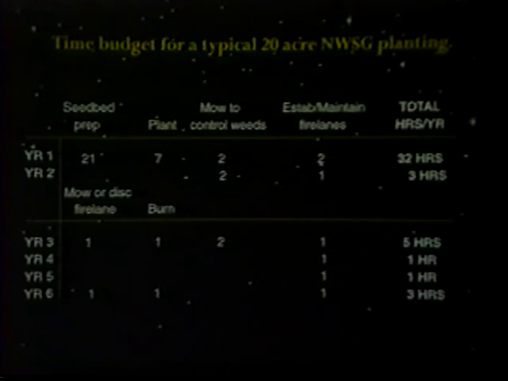Native grasses are low maintenance. This time budget table for a typical 20-acre native warm season grass planting shows once a stand is established, it requires minimal input of time and effort. In addition, native warm season grasses do not require herbicide or pesticide treatments, and fertilizer is not necessary unless intensively managed.